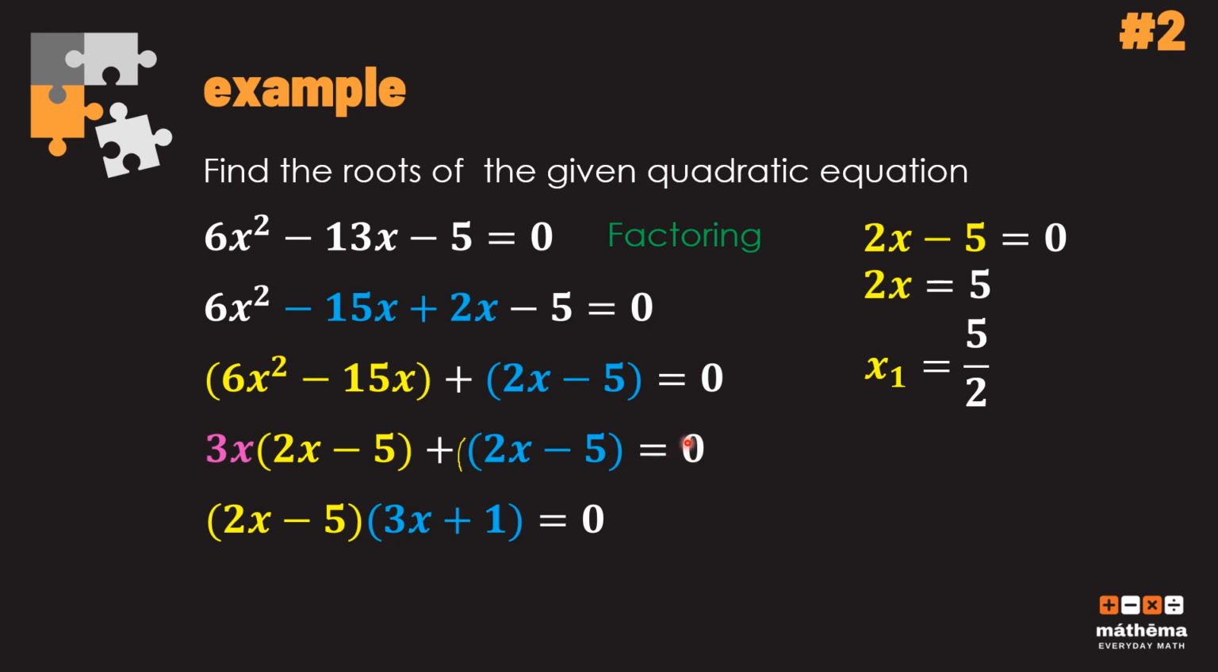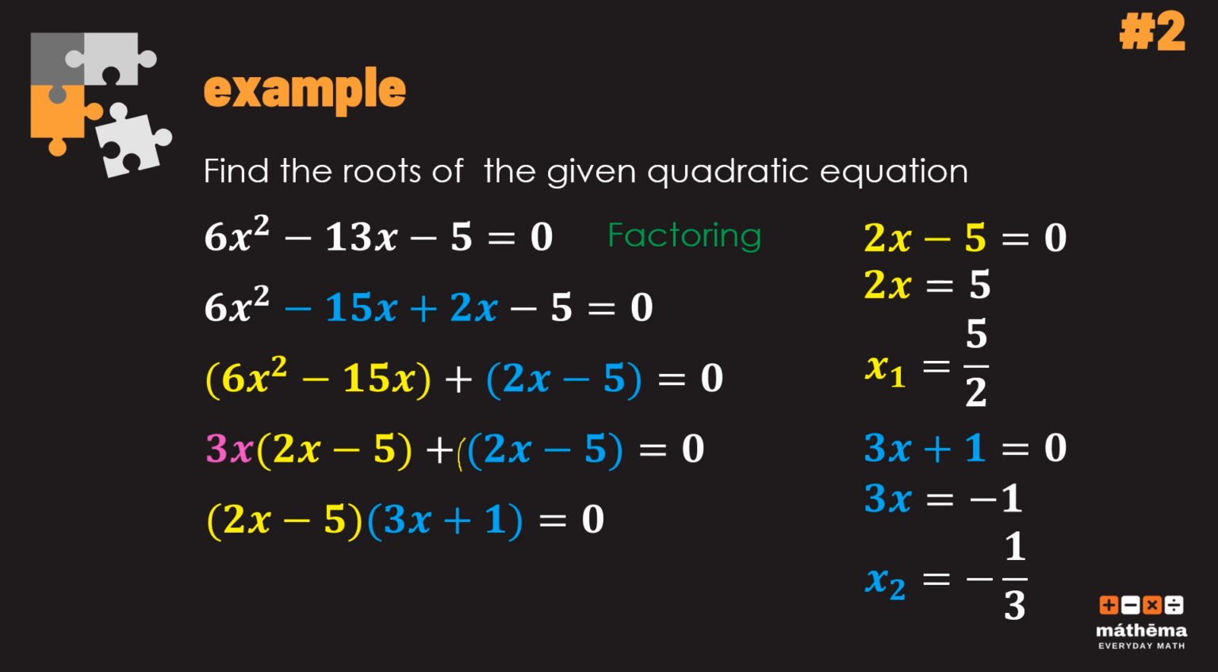All right. Now let's try to solve for the next zero or root. So we have 3x plus 1 is equal to 0, and again this will become 3x is equal to negative 1, and then solve for x, we have x is equal to negative 1/3. So therefore, the values of our roots are these two.